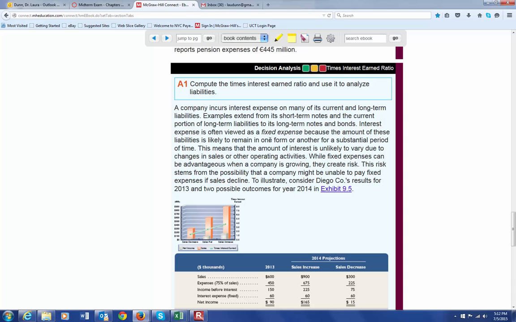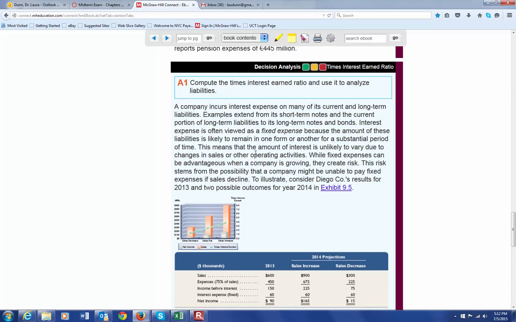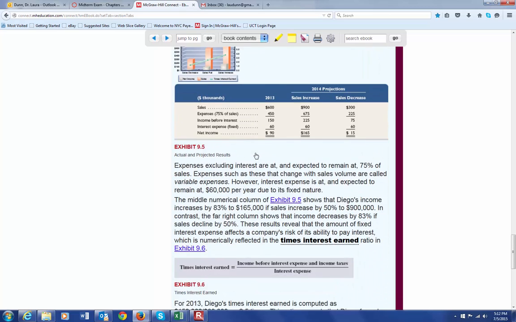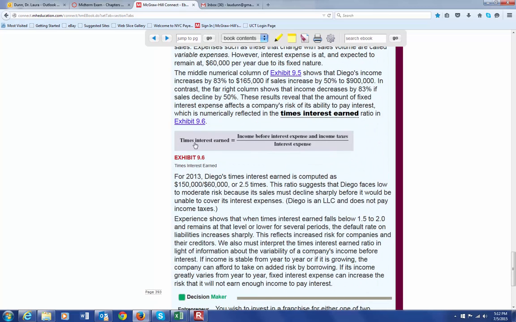Most companies have some debt, and most of the time they're paying interest on that debt. One of the ratios that we use to determine the health of a company is called times interest earned, which takes your net income before interest expense and income taxes, and divides it by your annual interest expense to come up with a ratio.